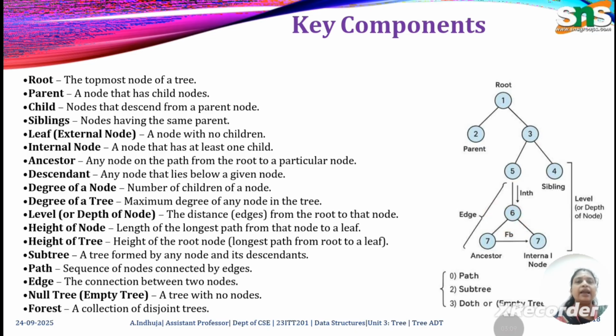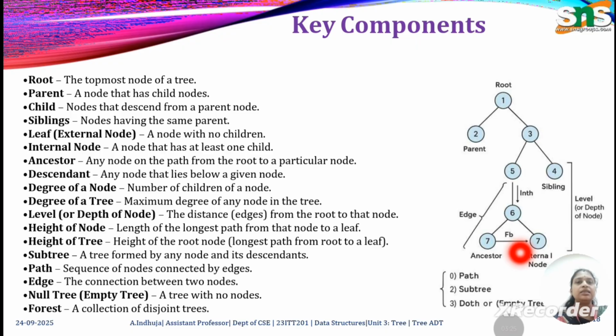What do you mean by the height of a node? It is the length of the longest path from the node to a leaf. The bottommost node is 7. So from the root, what is the height? How many edges do we have to count to reach this 7?